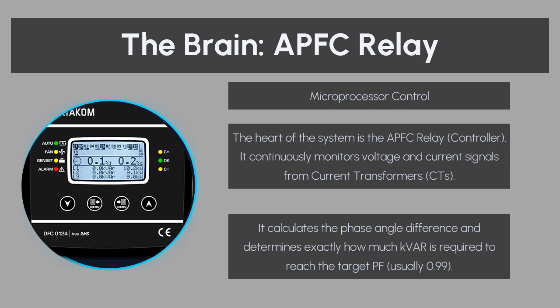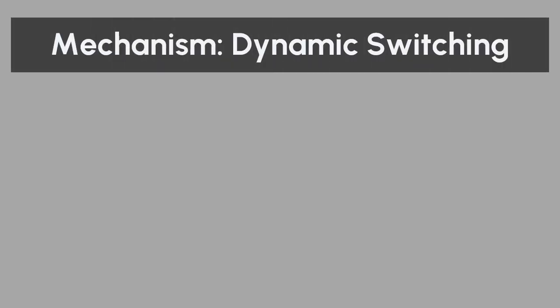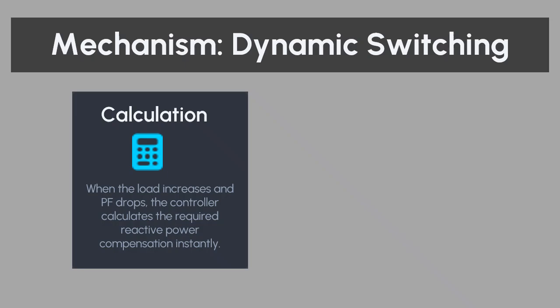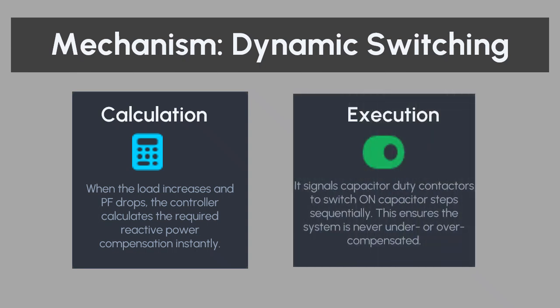Mechanism: dynamic switching. The correction process is a continuous loop. When the controller detects that the PF has dropped below the set point, it calculates the required kVAR. It then initiates the dynamic switching process, sending signals to specialized capacitor duty contactors to bring individual capacitor steps online, one by one. This stepwise process is highly accurate, preventing both undercorrection and dangerous overcorrection.